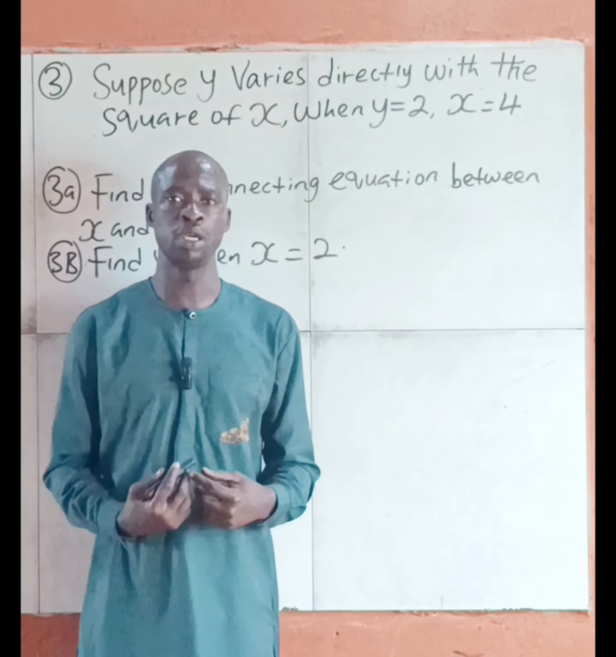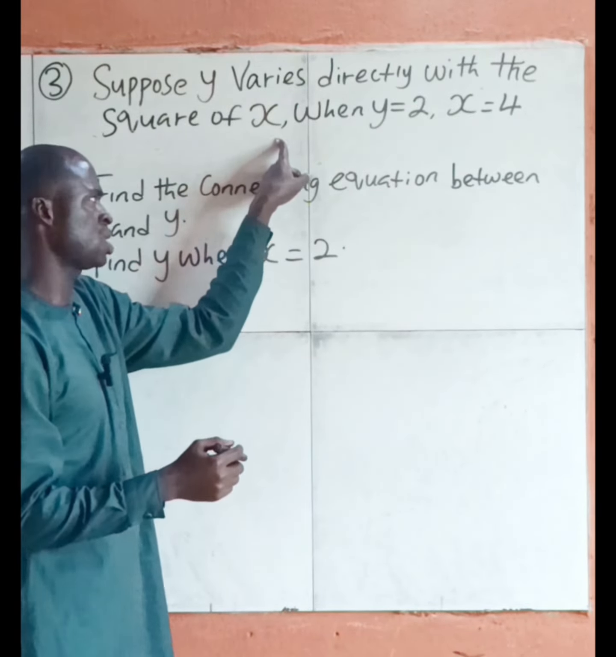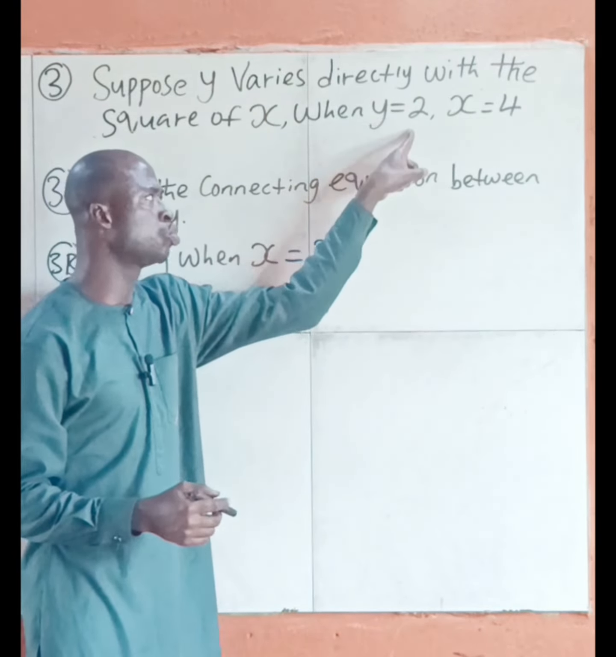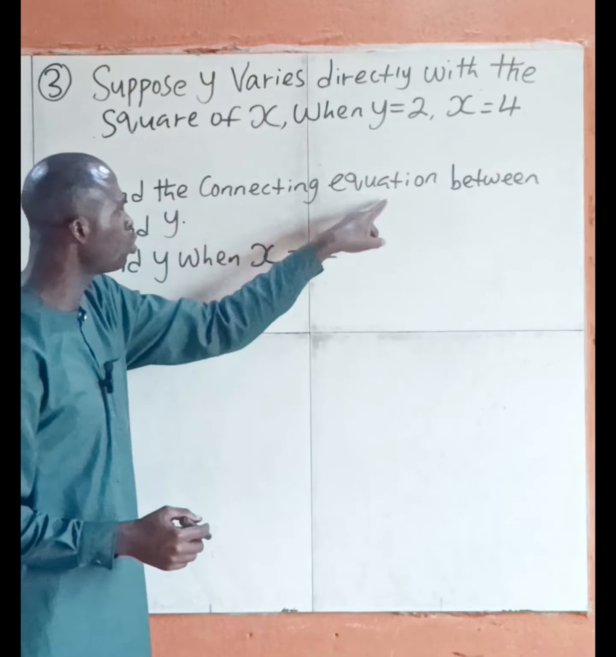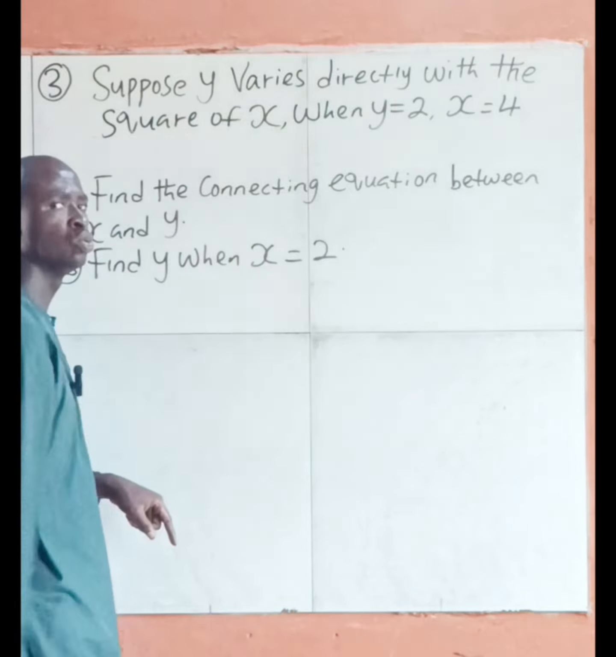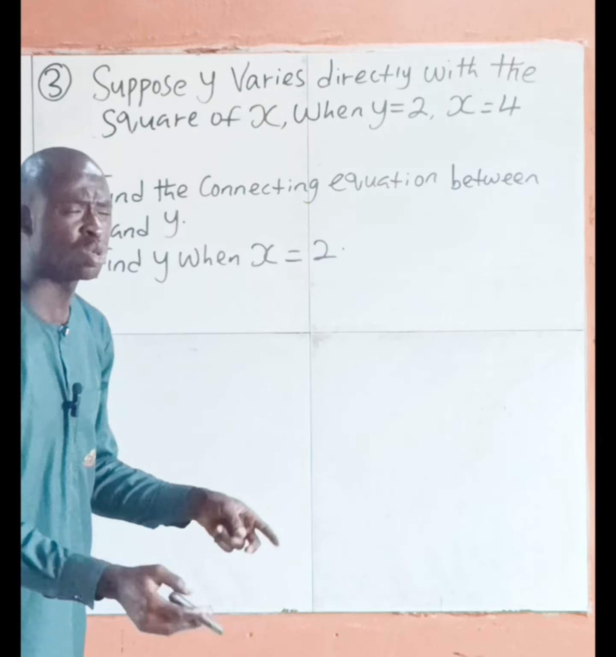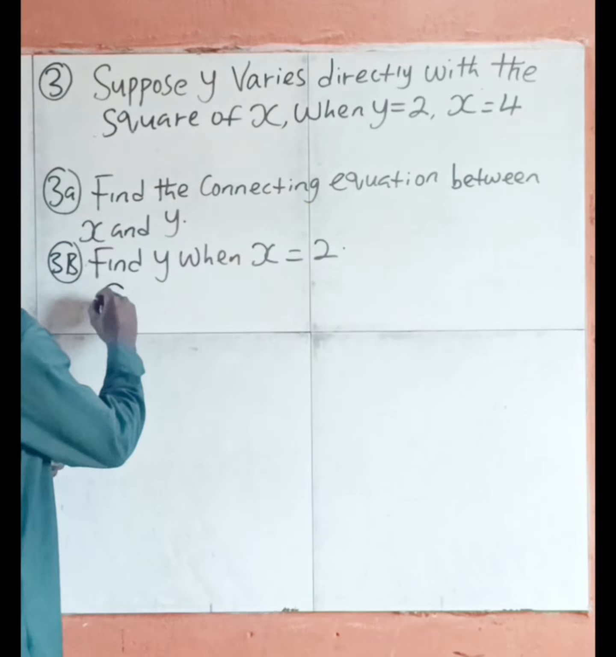Now for question 3, it says suppose y varies directly with the square of x, when y equals 2, x equals 4. 3a, find the connecting equation between x and y. 3b, find y when x equals 2. Now how are we simply going to resolve this question? It's very, very easy. I'm going to go to 3a first.